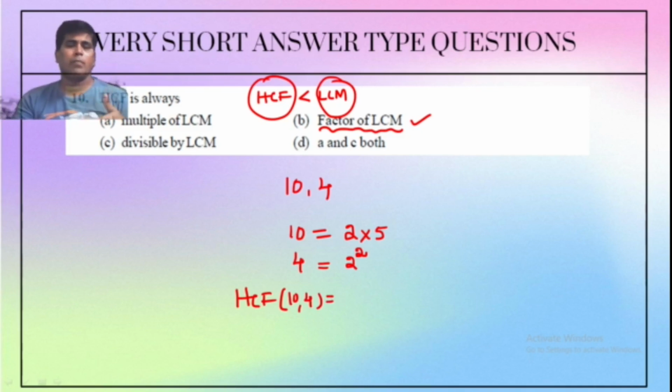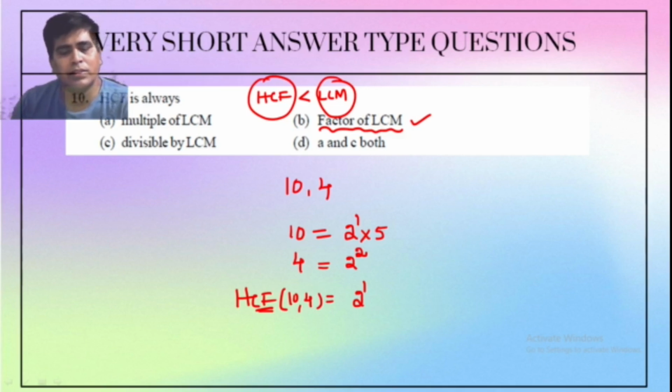Common prime numbers of smallest power. We have to take the smallest power of the common prime number. So here we have 2 in both the numbers. So what is the smallest power of 2? Either 2 power 1 or 2 power 2. Which is the smallest power? 2 power 1. So the common factor which has the smallest power, that is HCF. Smallest power of common prime factor is HCF. So that is 2 power 1.